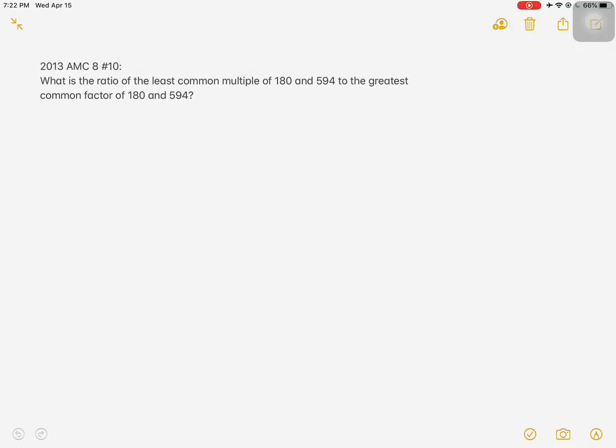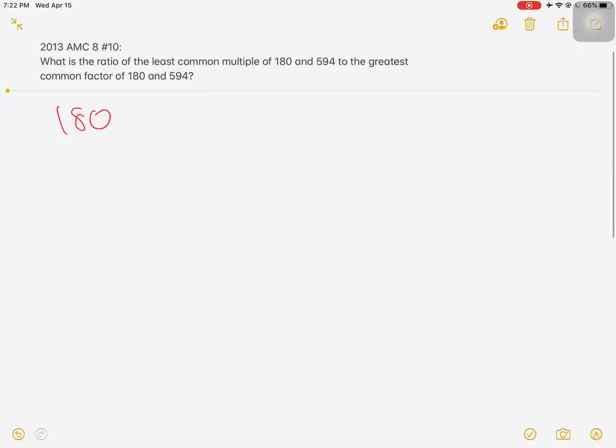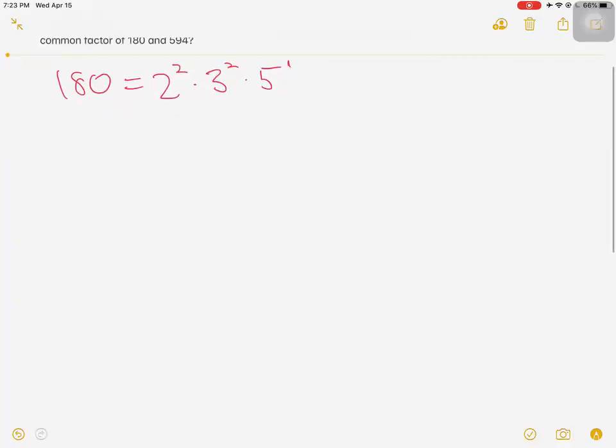First off, we should prime factorize both of the numbers. So 180: we notice that 2 divides it, we get 90. Another 2 divides it, we get 45. So 45 is just 9 times 5. So that's the prime factorization of 180. 594, I'll just tell you guys, the prime factorization is 2 times 3 cubed times 11.